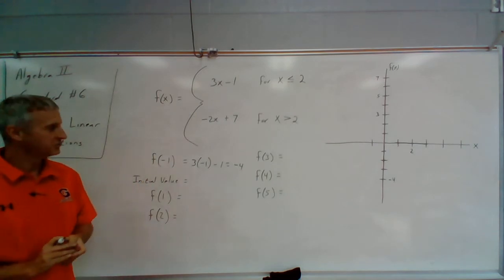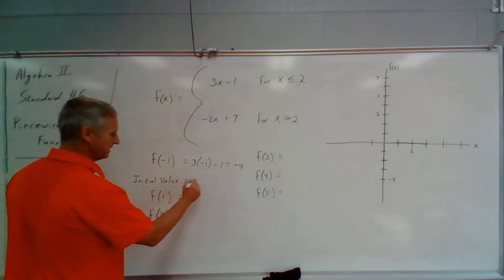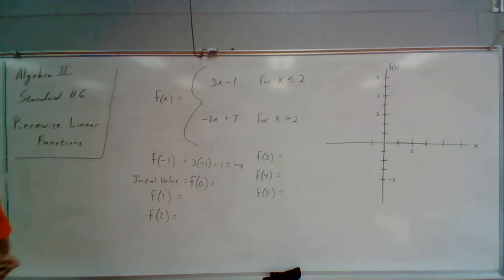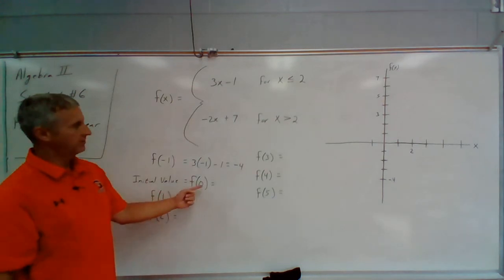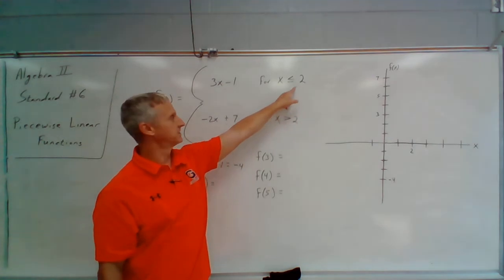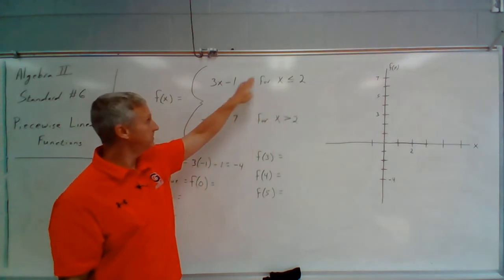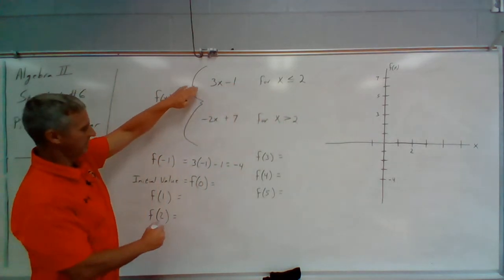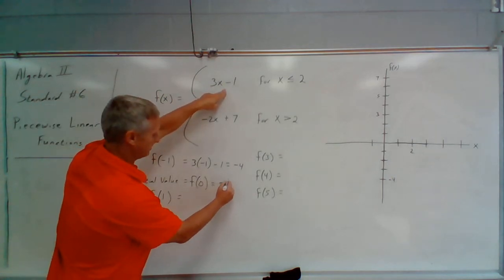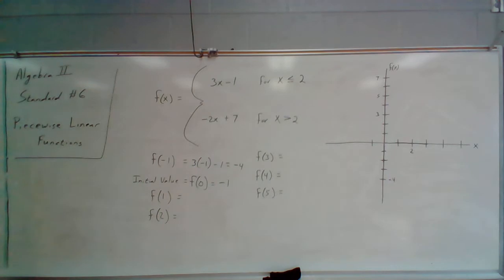Now let's find the initial value. Recall that the initial value is just f of 0. It's the y-intercept. So I'm going to plug 0 into this equation because 0 is less than 2. If I put a 0 in here, 3 times 0 is 0, 0 minus 1 is negative 1.